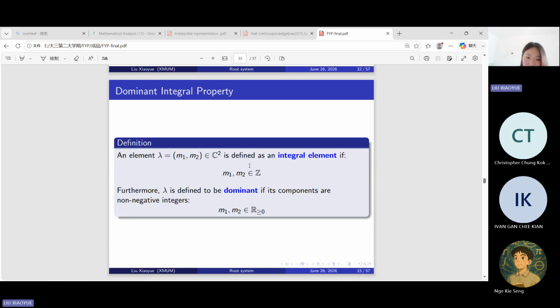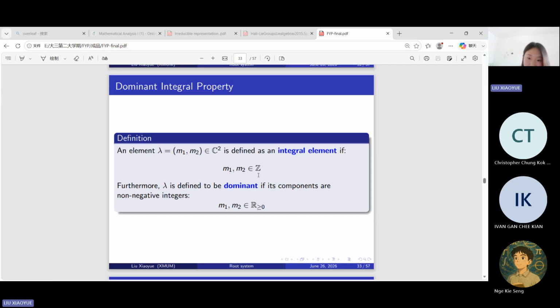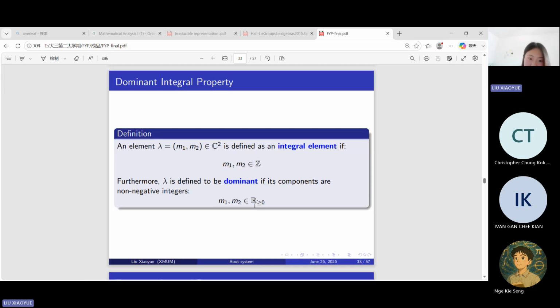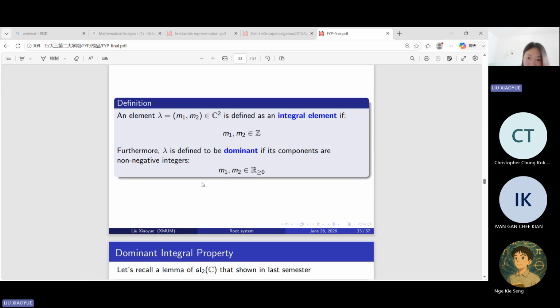The next definition is integral element and dominant. An integral element is defined as an element in the complex plane where m1 and m2 are integers, and it is dominant if they are larger than or equal to 0.